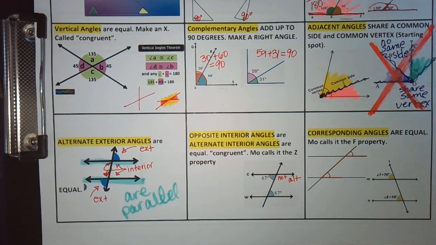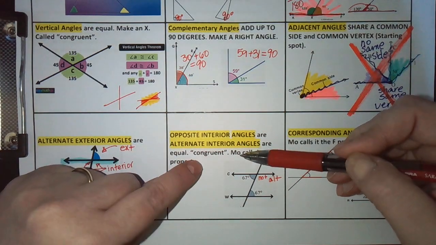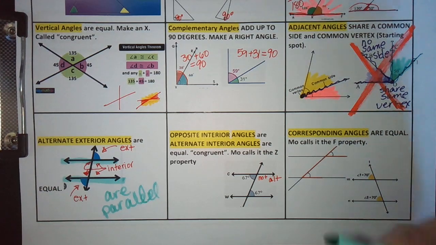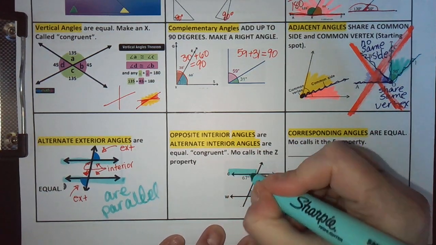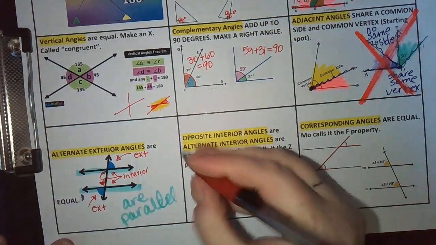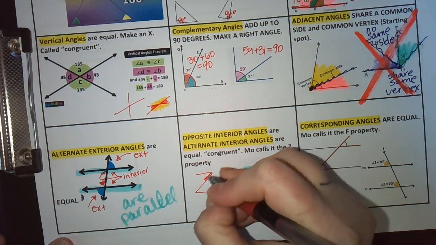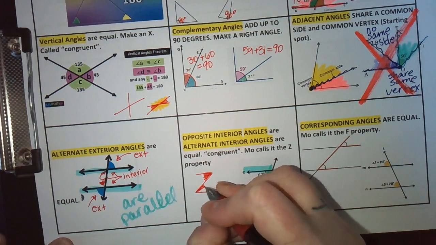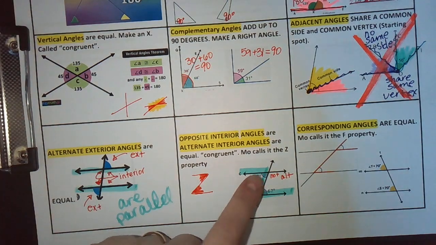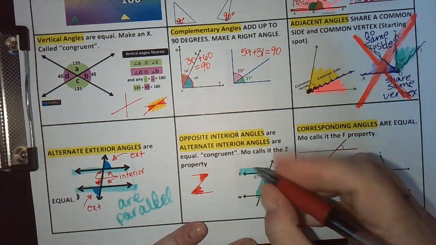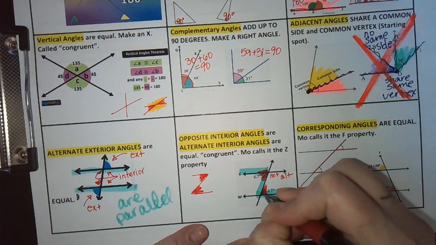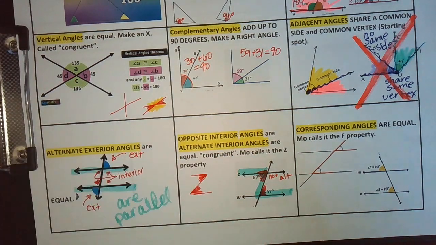Okay, and those are equal to each other. And I call it the Z property. It helps me remember. If you think about the letter Z, here's the letter Z. In the letter Z, the acute angles formed by the letter Z are equal. So here's my letter Z. It's kind of stretched out a little bit, but that interior angle created by the Z's are equal.